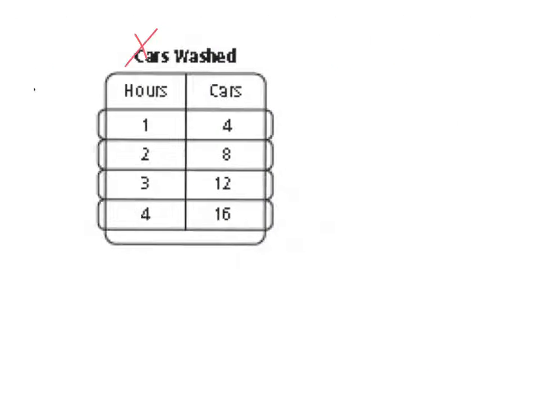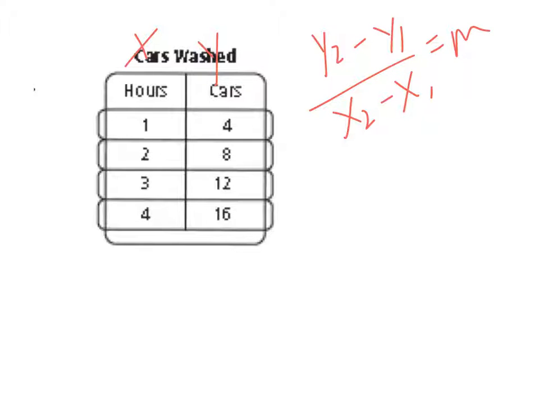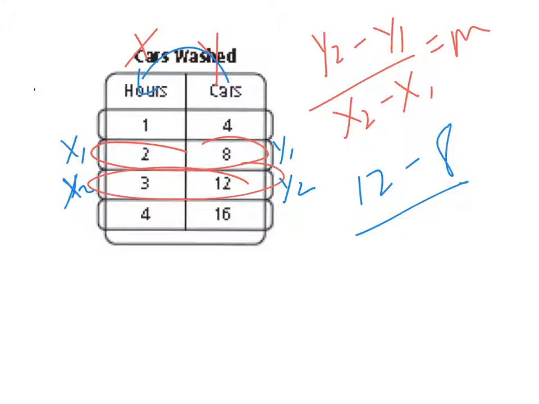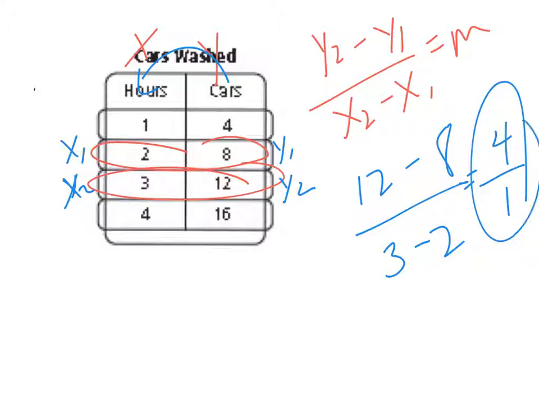So here we have, again, x's and y's. y2 minus y1 over x2 minus x1. All that equals m, the slope. Picking 2 random points, this one and this one. So x1, x2, y1, y2. So we're looking at how many cars can you wash in an hour? That's the idea, cars per hour. So let's see here, my y2 is 12, my y1 is 8, my x2 is 3, my x1 is 2. So we have 12 minus 8 is 4, 3 minus 2 is 1, so my slope is 4 over 1. What does that mean? I can wash 4 cars every hour.